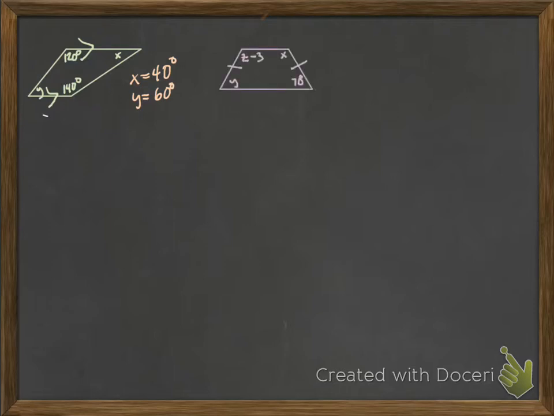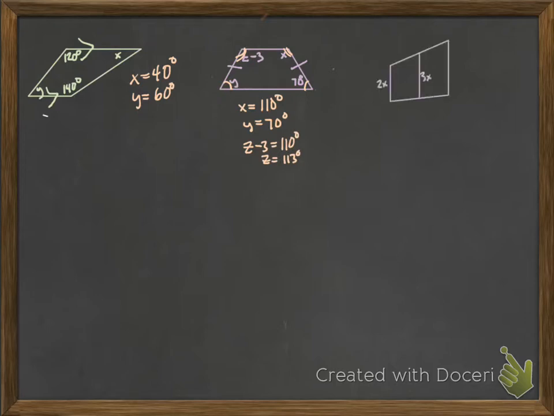If you have an isosceles trapezoid, knowing one angle helps you know all of them, because the base angles, kind of like an isosceles triangle, opposite the congruent sides are congruent angles. If this is 70 degrees here, the other base angle that's opposite it is also 70. The one that's connected by the transversal is supplementary to it, so we can get that x is 110, it's supplementary, y is 70, it's congruent to the other base angle, and then z minus 3 is also equal to 110. But just remember which ones are congruent and which ones are supplementary.